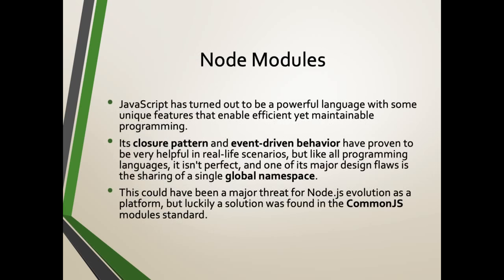So, node modules. JavaScript has turned out to be a pretty powerful language with some unique features that enable efficient yet maintainable programming. Its closure pattern and event-driven behavior have proven to be very helpful in real-life scenarios, but all programming languages aren't perfect, and one of its major design flaws is the global namespace. So in Node, as part of the modules, you can have two modules that have the exact same name, which they've come out with different things to be able to fix.